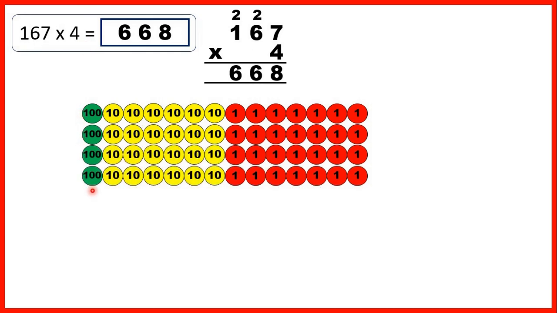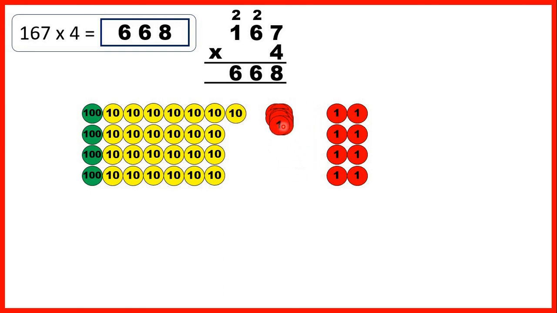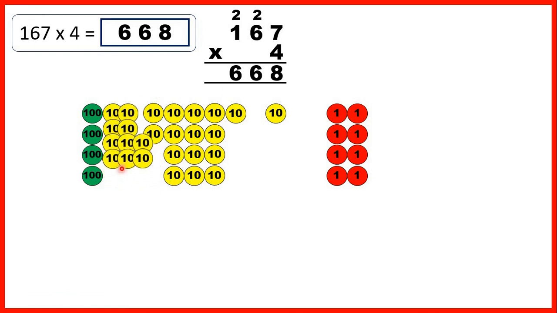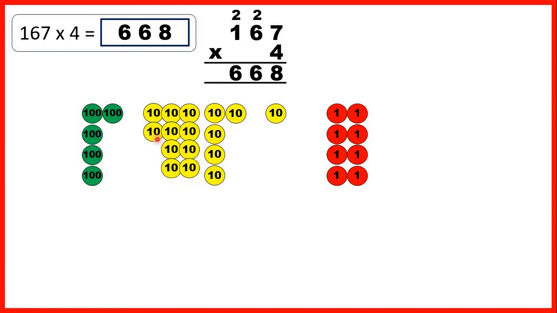167 4 times. Now we have 28 ones, but we can regroup 10 ones and make 1 ten. And when we do that, we now have 2 tens and 8 ones. That's why we write 2 above our tens column, because we've made 2 tens, and 8 as the ones digit of our answer, because we have 8 ones. So now we have 26 tens. But again, we can regroup. 10 tens make 100. So now we've made 2 hundreds, and we have 6 tens.